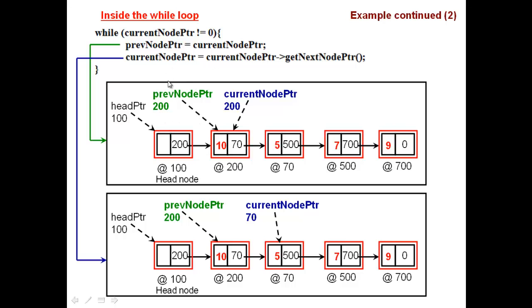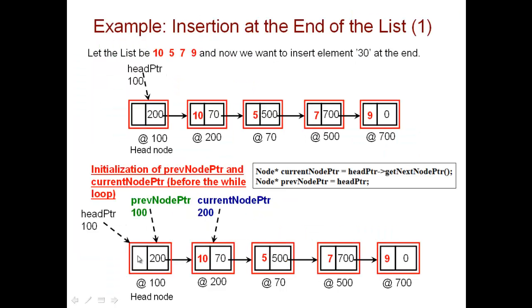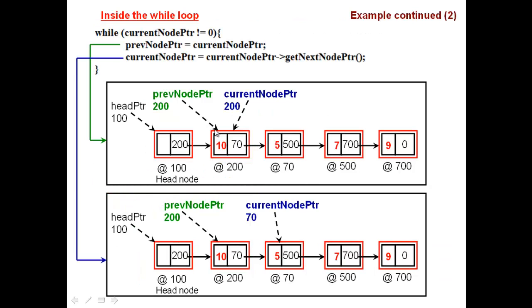Again, we have to eventually reach the end of the list. So for that, we'll make use of logic like this. We will move the previous node pointer, which is currently pointing to the node previous to the current node, to point to the current node itself. That way we have two handles to the current node. One is the current node pointer, and using the previous node pointer we can also access that node.